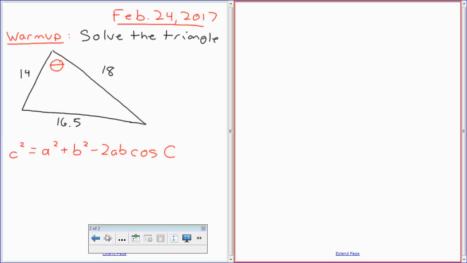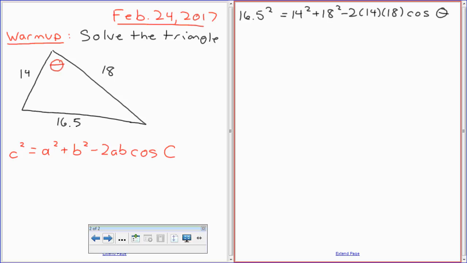So that says 16.5 squared equals 14 squared plus 18 squared minus 2 times 14 times 18 cos theta. And if you want to call it cos C, go ahead. I'm not picking on that. I just like Greek letters there. Is this starting to come back for some people a little bit? I hope. You guys did this last semester, I hope? No. Grade 11, you definitely did? Grade 10, you definitely did?